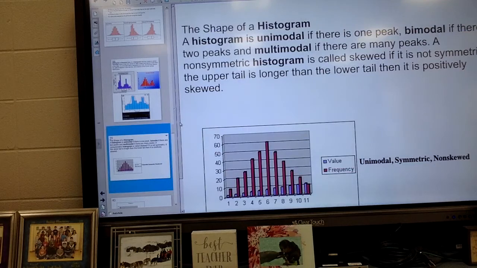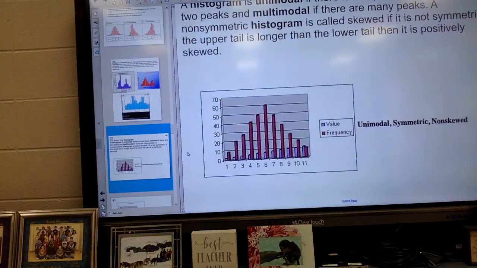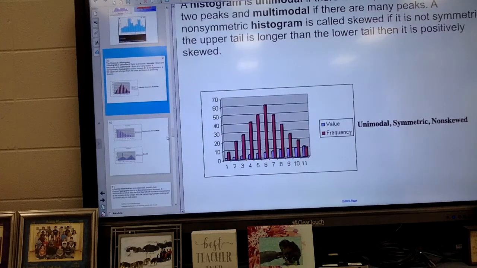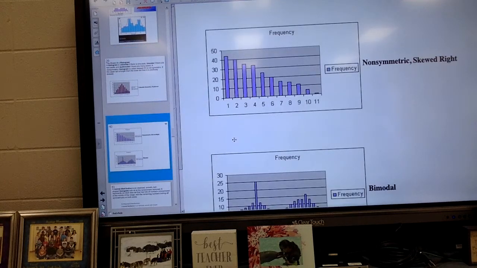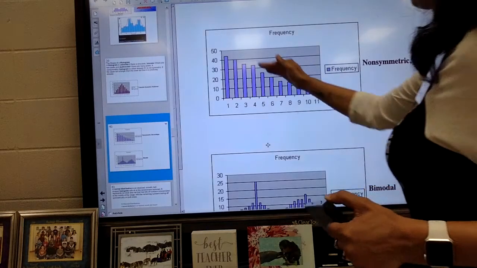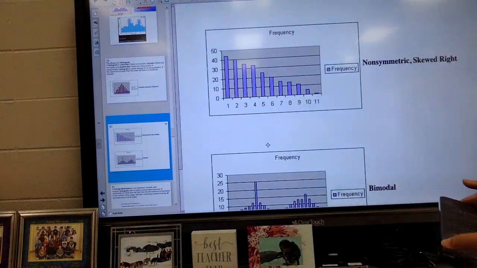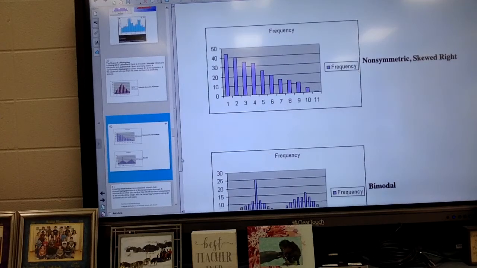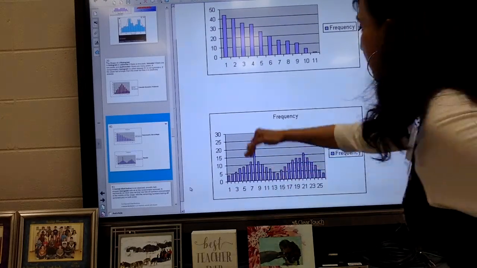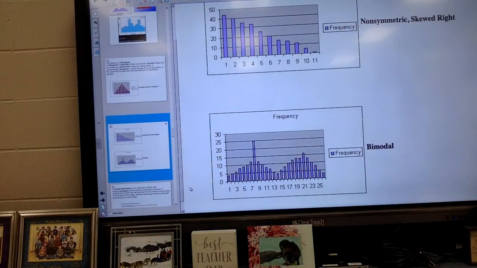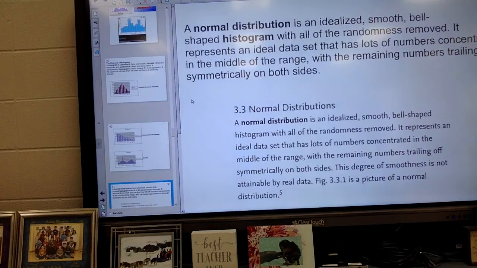This is unimodal, and that's how graphs normally are. It's non-skewed, it is symmetric, it is unimodal, and this is a bar graph that I want to show you. Here is an example of non-symmetric, skewed right. See where the tail is going? And here's another example of bimodal, up and up.